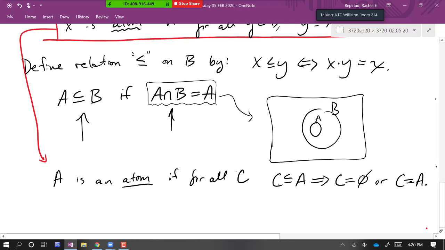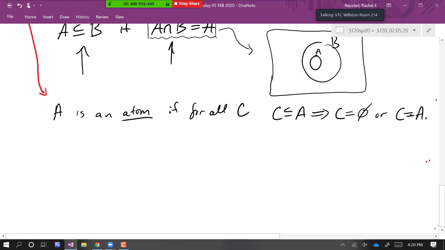A is an atom if the only subsets of A are the empty set and A itself. It's small. It doesn't contain anything else. Right? That's the sense that this is trying to convey. So here's an example. We can find atoms of an actual set.